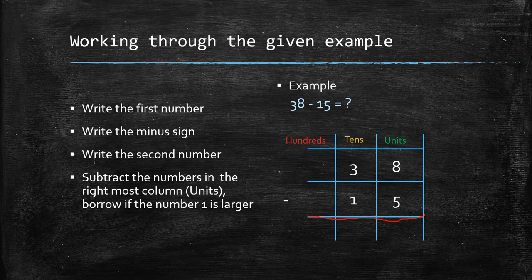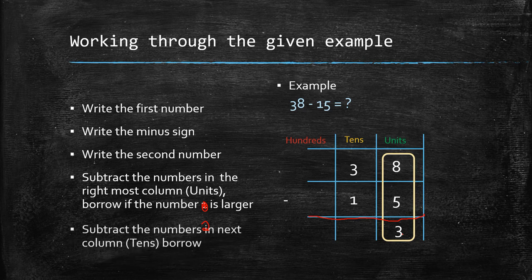And then borrow if number 2 is larger. Yeah, if number 2 is larger. So this one is not number 1, it's number 2. So you only borrow if this one is larger. So for example, in this case, I have 8 minus 5. 8 is larger than 5, so there's no need for me to borrow. So what I'll do, I'll say 8 take away 5, and then my answer is going to be 3. So there was no need for me to borrow.